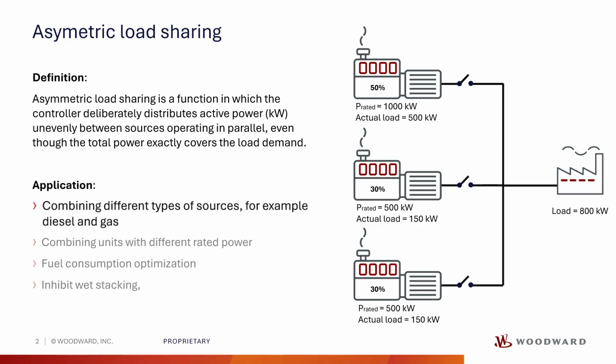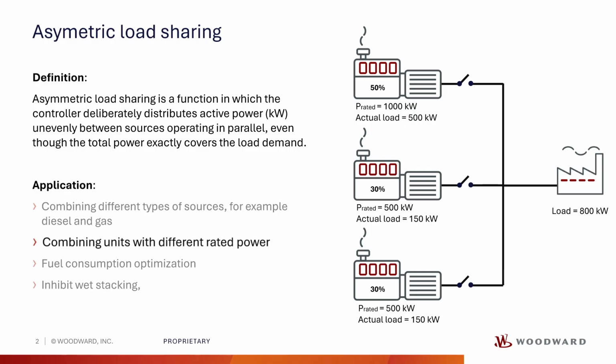It can be used when combining different types of sources, such as diesel and gas. These machines often have different dynamics and operating limits, so we can run one as a stable base load unit while the other handles transients and fast load changes.